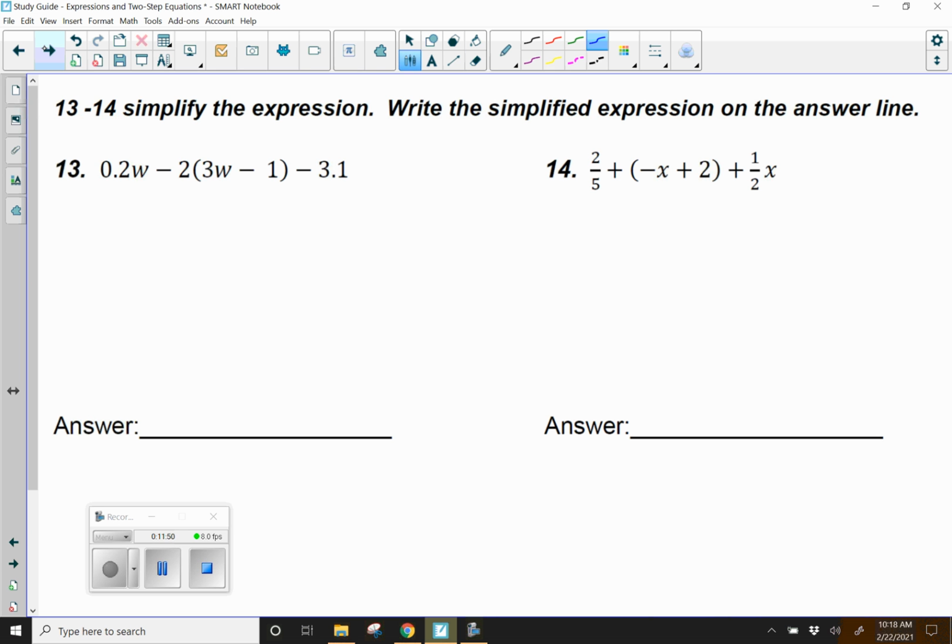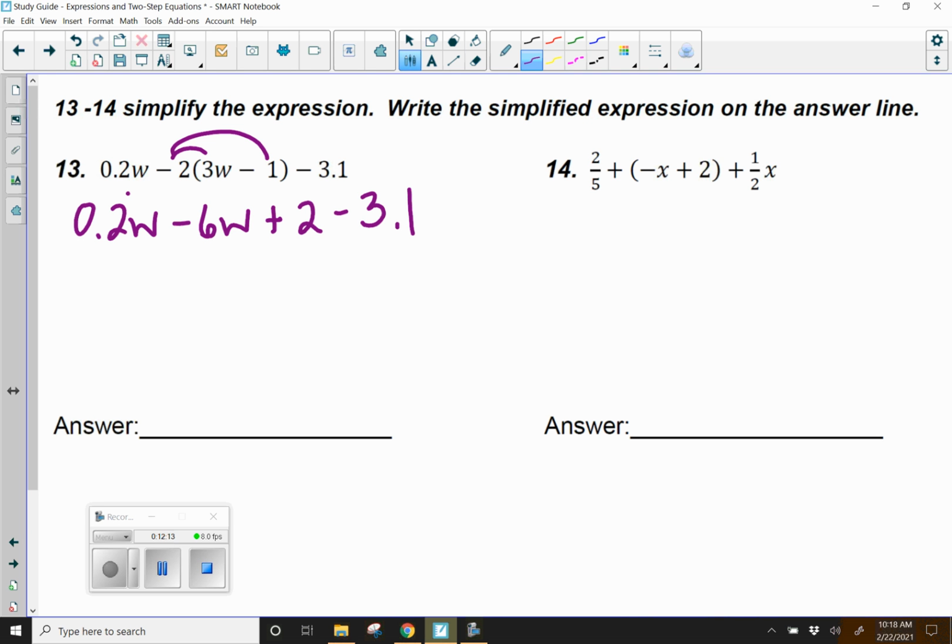Again, we had a couple of terms that we needed to combine, but first we want to do our distribution step. So I'm distributing a negative 2. So 0.2w stays as is. Negative 2 times 3w is negative 6w. Negative 2 times negative 1 is a positive 2. And minus 3.1 stays the same.